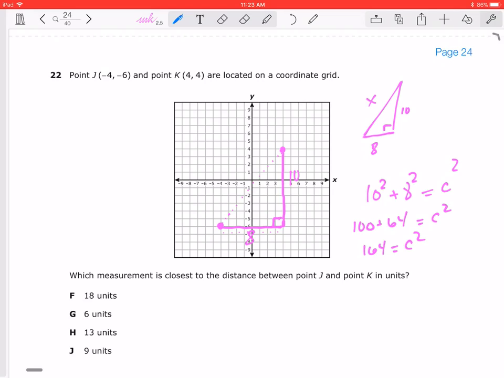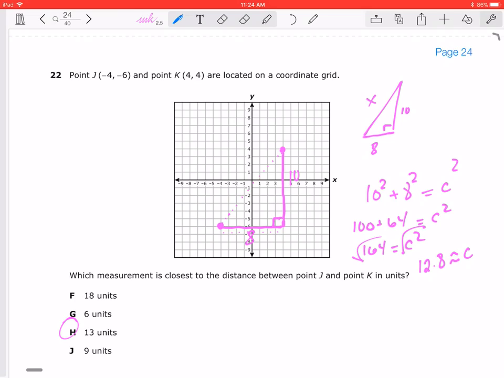I'm going to take the square root of both sides. Which is going to end up giving me approximately 12.8 is equal to c. If I take the square root of both sides, which is going to be 13 units.